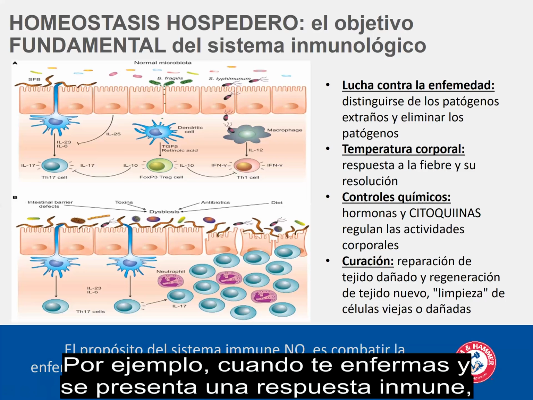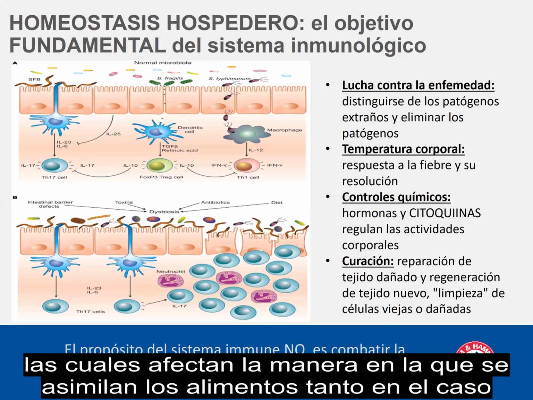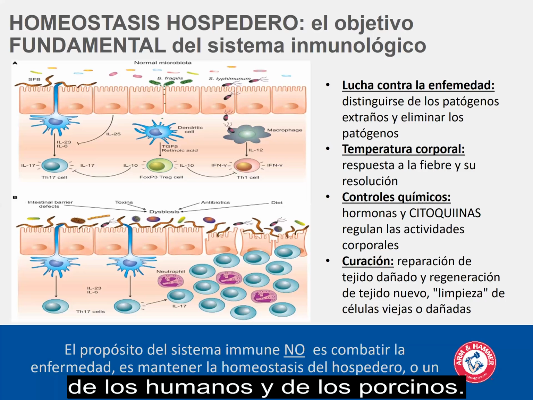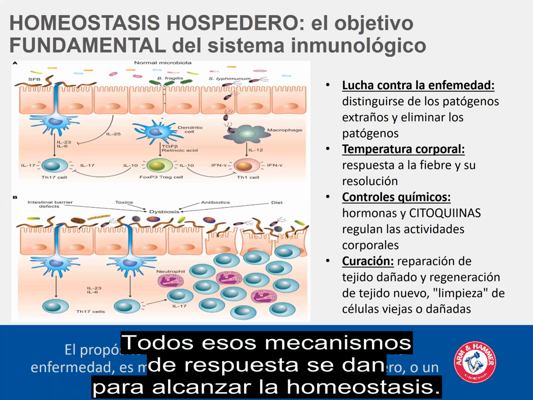An example of this is when you get sick and there's an immune system response, they produce cytokines that act as hormones that decrease your feed intake response. And our pigs have the feed intake response. So that's why when you're sick, you don't want to eat. And when your pigs are sick, they tend to go off feed. So all of those mechanisms are ways to bring that host back to homeostasis or steady state.